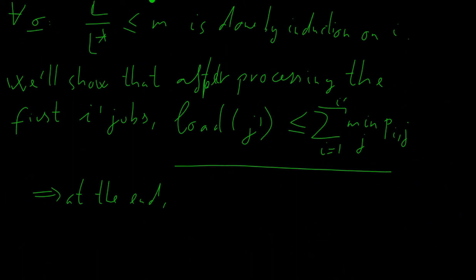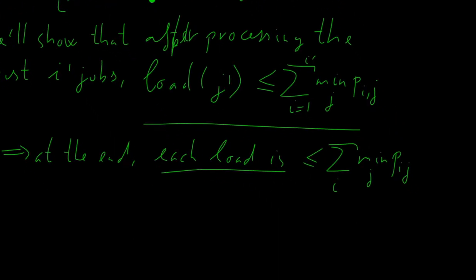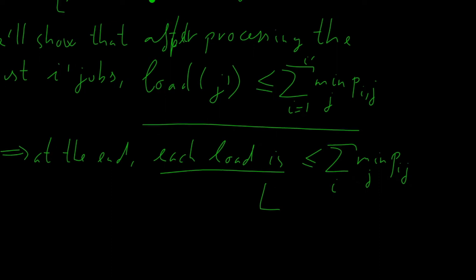the load, each load is at most the sum for all the jobs of the minima of p_ij. And if each load is at most this value, then their maximum, the makespan, is also at most this value. This is at most this guy.